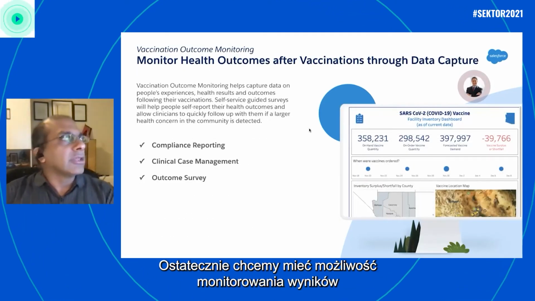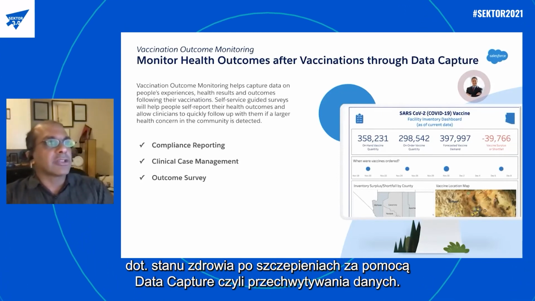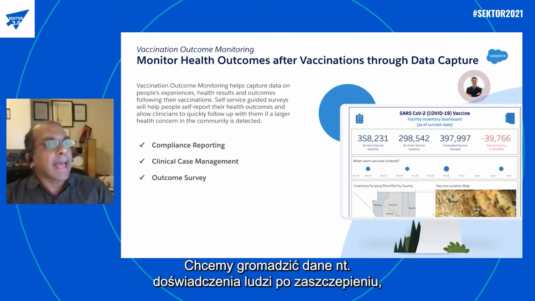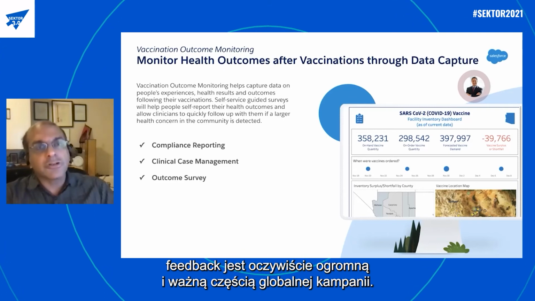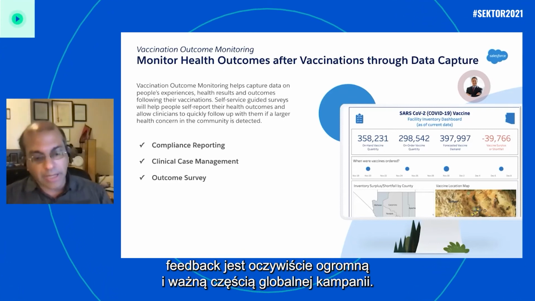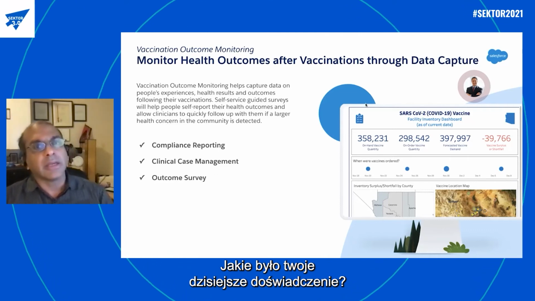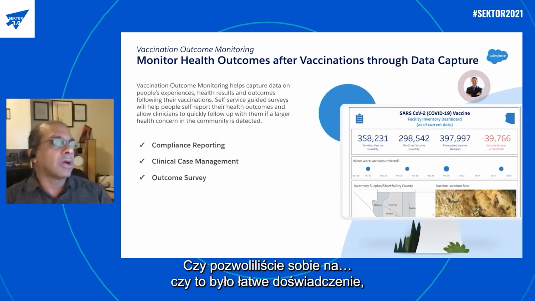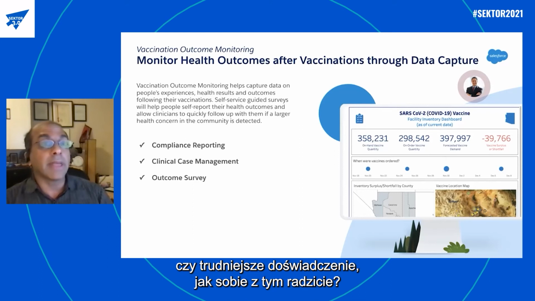And then ultimately, you want to be able to monitor your health outcomes after vaccinations through data capture. You want to capture people's experiences. I mean, feedback is obviously a hugely important part of the global campaign. How was your campaign? How was your experience today? Was it an easy experience? Was it a more difficult experience? How do you manage the quality of that?